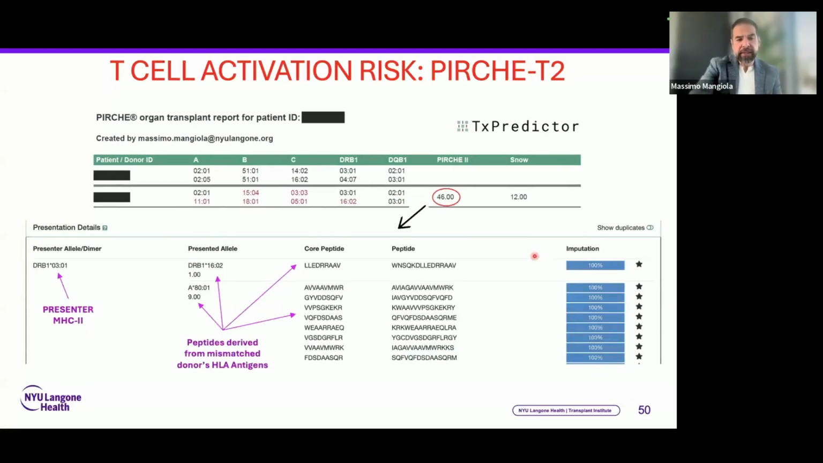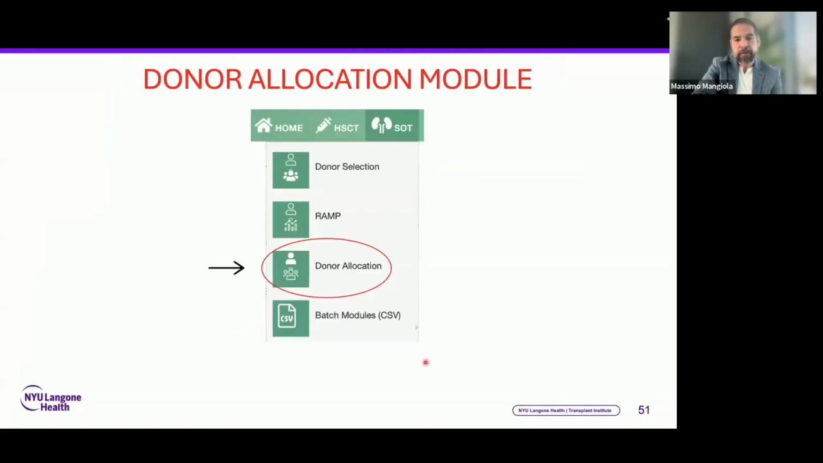You can dive in and see, for example, for the presentation on DR17, which is the MHC II of the recipient, the individual contribution from each and every one of the mismatched HLA alleles in the donor. As you can see here, the 1602 contributes with just one peptide, versus 8001, which has 9 peptides. You have the list of the peptides right here. You can really dive deep to try to figure out what the consequence of this mismatch is.